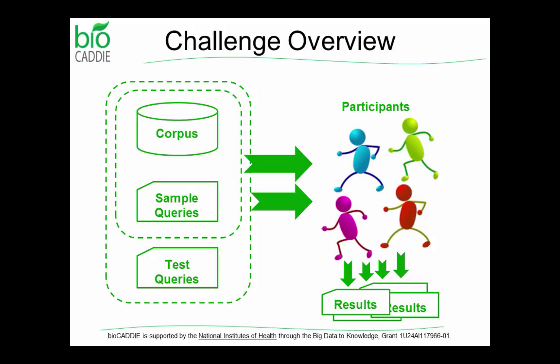So the basic idea behind any of our information retrieval challenges is you have a corpus and you have ideally some sample queries that you can provide participants and some test queries which will be the official queries on which their systems will be evaluated. And initially you simply provide them with a corpus and some sample queries so they can have some months to develop their system. And then right before the end of the challenge, you provide them with the test queries so they don't have much time.